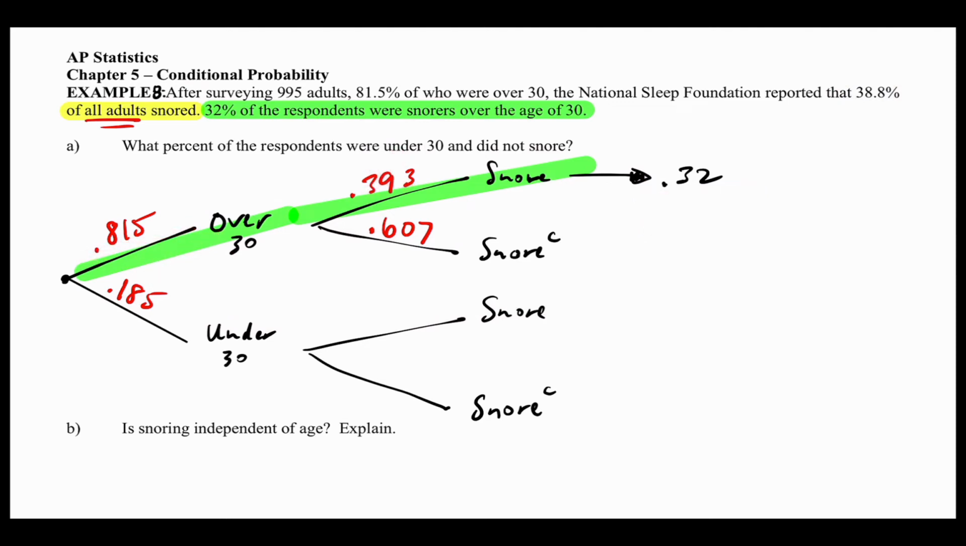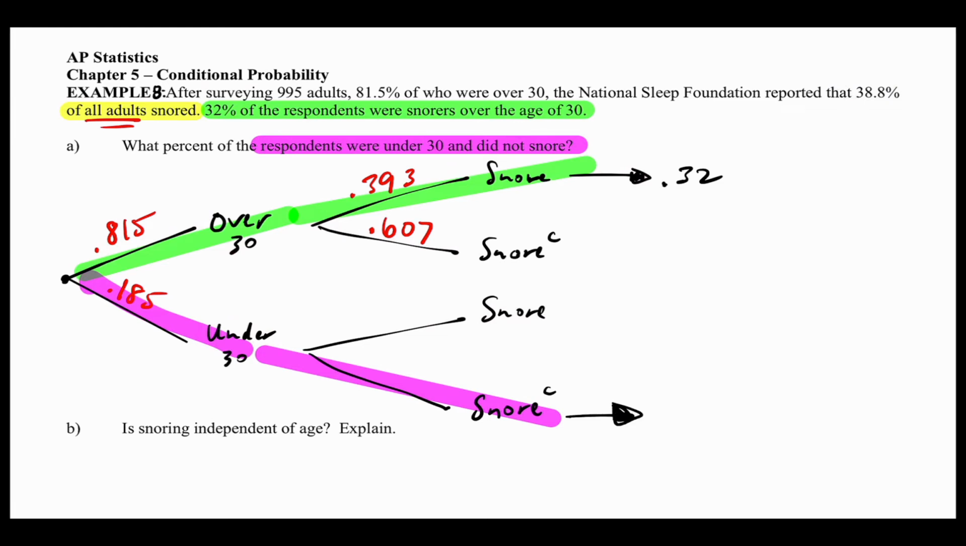But the question asks, what percent of respondents were under 30 and did not snore? That's one path I don't have. I don't have under 30 and not snore. That's the path that I need. If I had this number here, that would be my answer. That's what I'm looking for here. That's what that path says: it's under 30 and not snore.